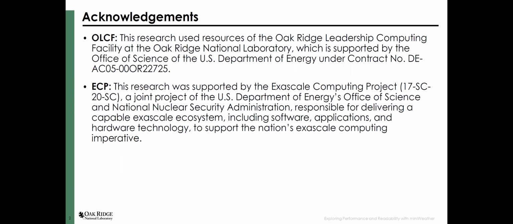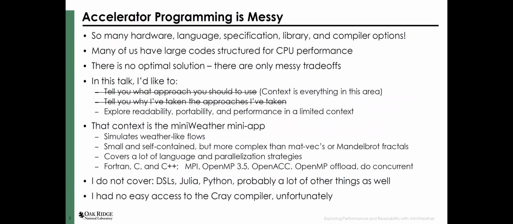So I just want to start by saying accelerator programming is messy. There are a lot of options that we have available. There are a ton of hardware backends, and even within a given vendor, you have a lot of different properties for different versions of graphics cards. There are a lot of languages that we're using. There are a whole lot of specifications like OpenACC, OpenMP, and the two versions of OpenMP. We have libraries and a lot of compiler options available to us. And the route that you choose will limit the compiler options, the languages, and the hardware that you can use in the back end oftentimes.